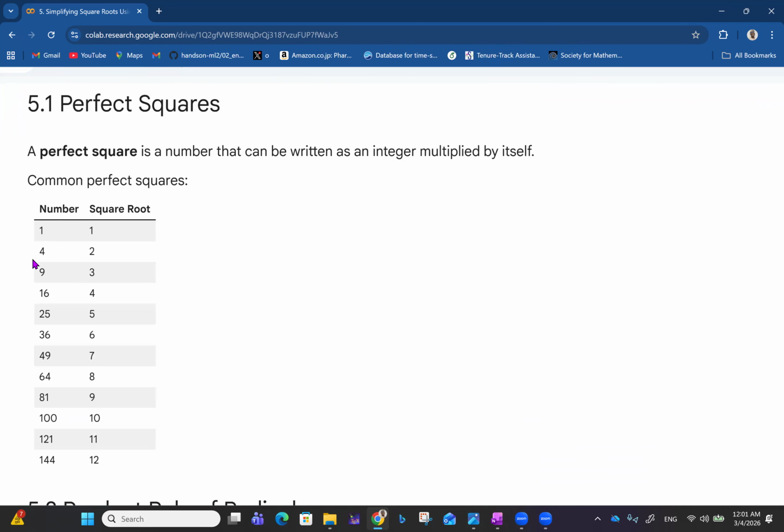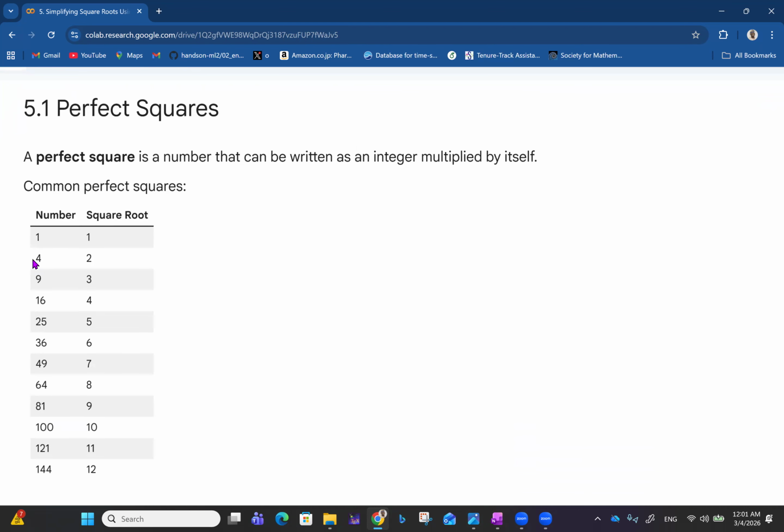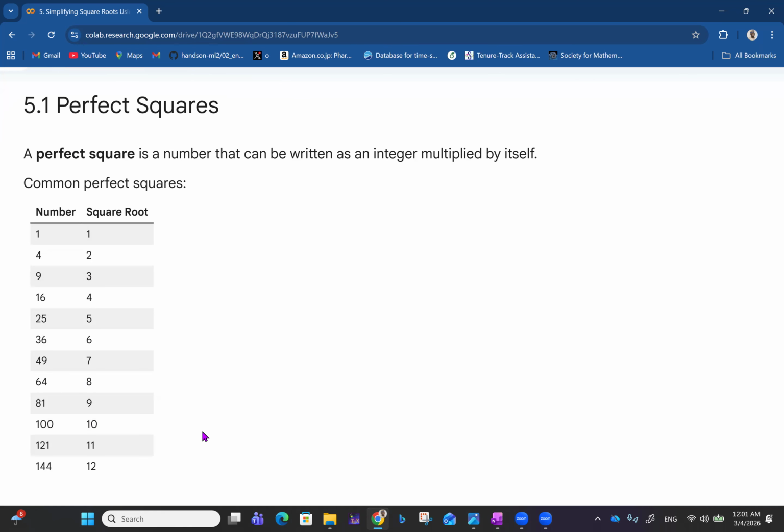And then we remember a perfect square is a number that can be written as an integer multiplied by itself. Common perfect squares will be things like 1, and the square root is 1; 4, square root is 2. That means 1 raised to 2 is 1, 2 raised to 2 is 4. 9, the square root is 3 because 3 raised to 2 is 9. Then we have it all the way down to 144, whose square root is 12 because 12 squared is 144.